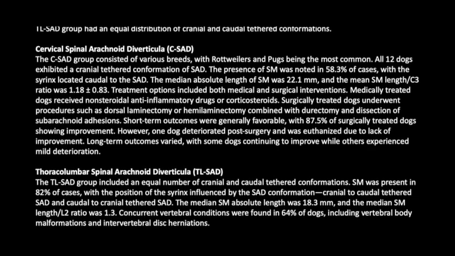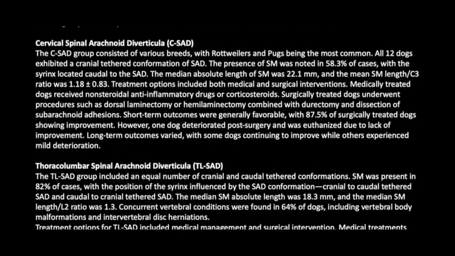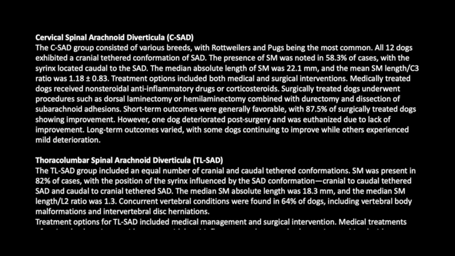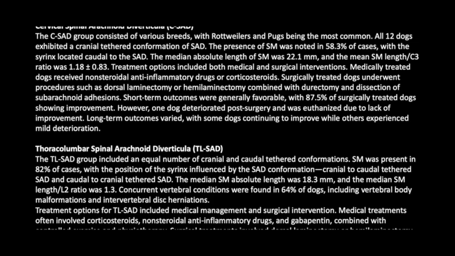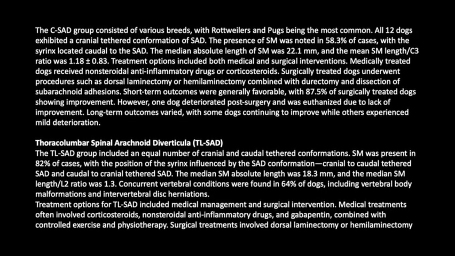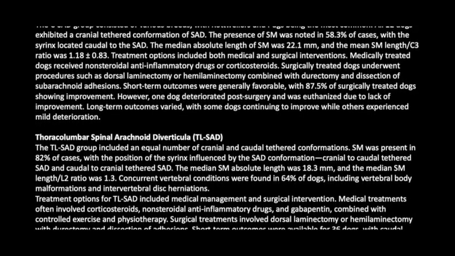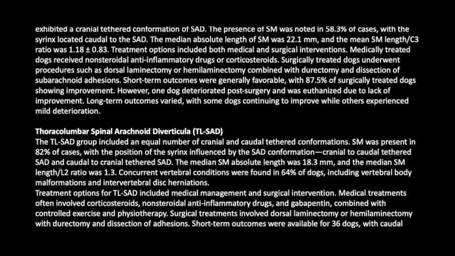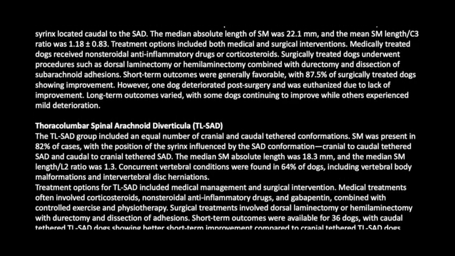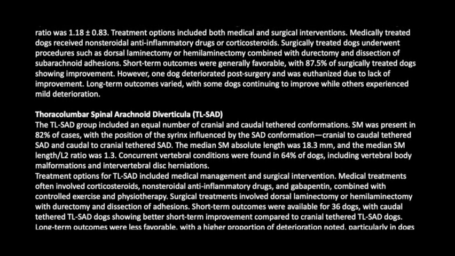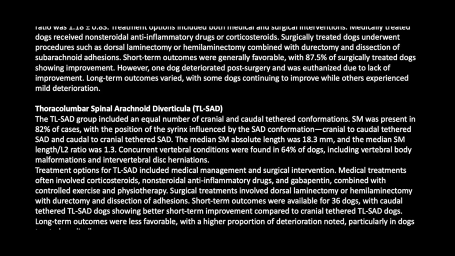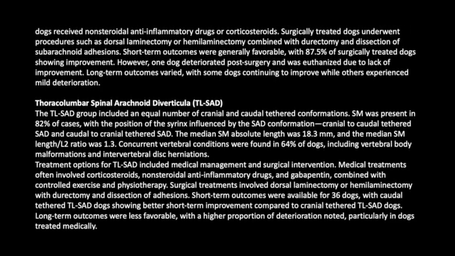Medically treated dogs received nonsteroidal anti-inflammatory drugs or corticosteroids. Surgically treated dogs underwent procedures such as dorsal laminectomy or hemilaminectomy combined with durectomy and dissection of subarachnoid adhesions. Short-term outcomes were generally favorable, with 87.5% of surgically treated dogs showing improvement. However, one dog deteriorated post-surgery and was euthanized due to lack of improvement. Long-term outcomes varied, with some dogs continuing to improve while others experienced mild deterioration.